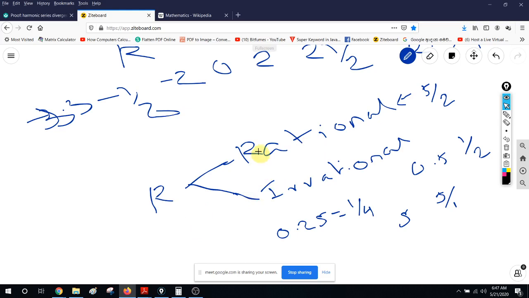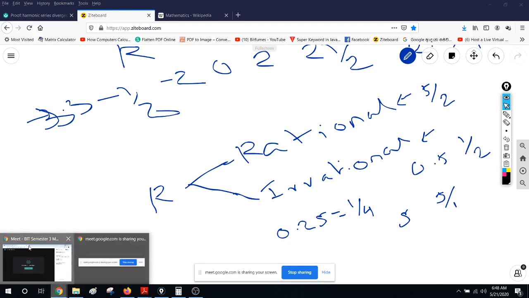But there are some numbers which you can't write as a division of integers. Then we call it an irrational number. So can someone tell me some irrational numbers you are aware of? Put it into the chat if you can't talk. Some irrational numbers you know. At least you must be aware of two very famous irrational numbers. Can someone tell me?